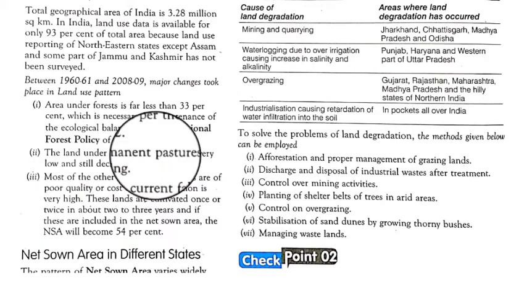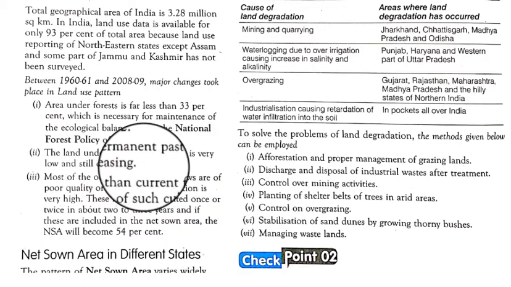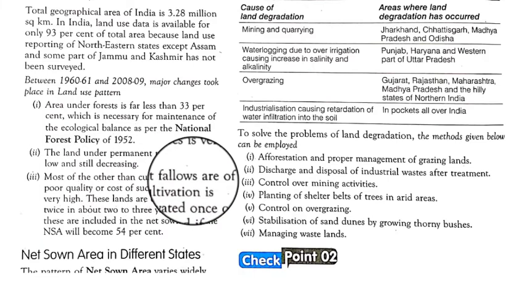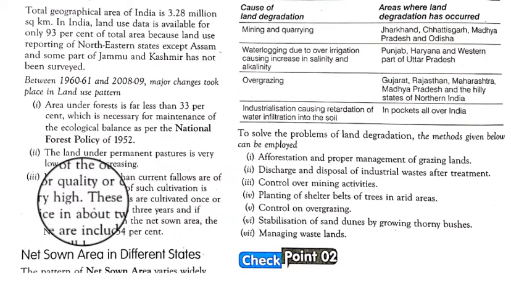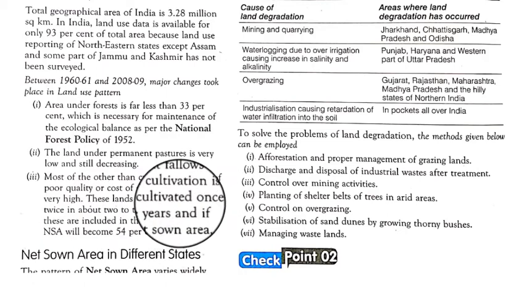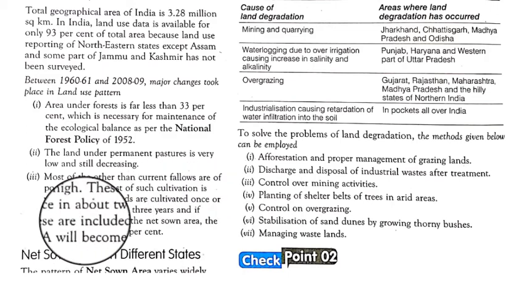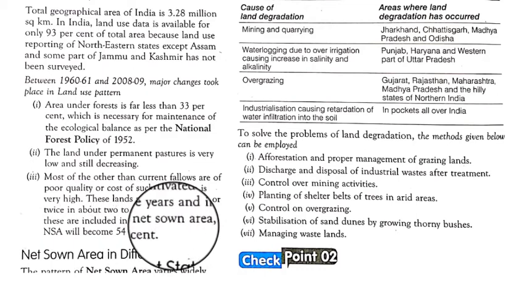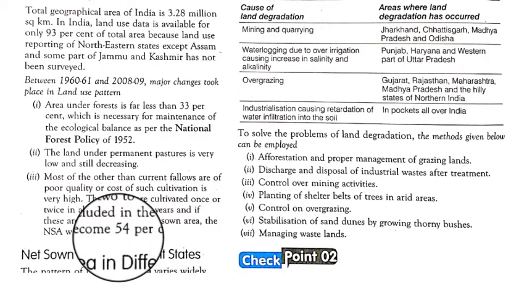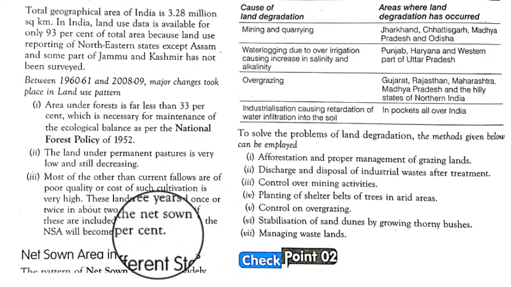The land under permanent pastures is very low and still decreasing. Day by day the land area under permanent pastures is decreasing. Most of the other than current fallows are of poor quality, or the cost of cultivation is very high, and these lands are cultivated once or twice in about 2 or 3 years. If these are included in the net sown area, the NSA will become 54%.